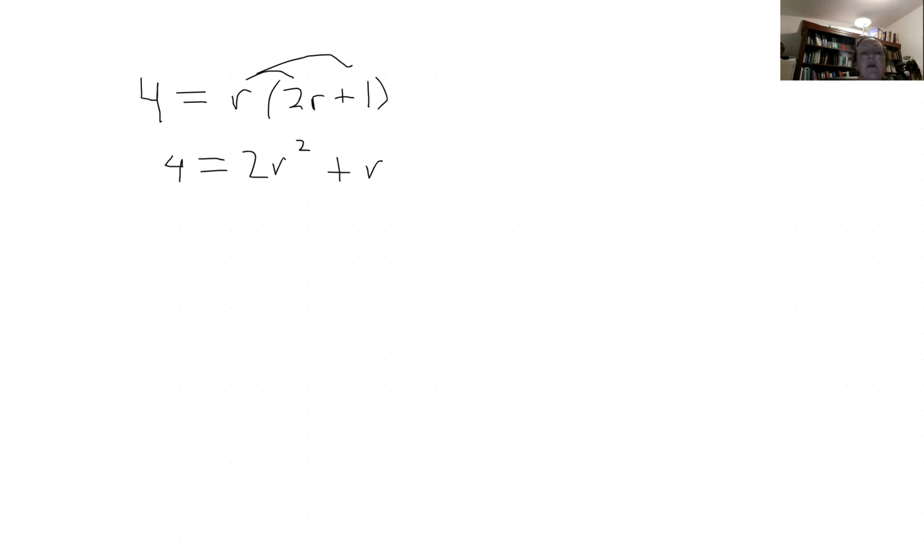So 0 equals 2r squared plus r minus 4. And we could try to factor this, or we can use the quadratic formula. We try to factor it.